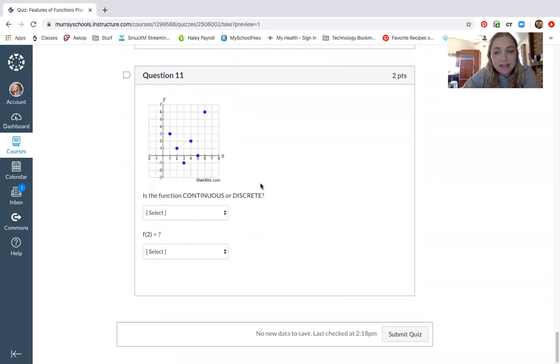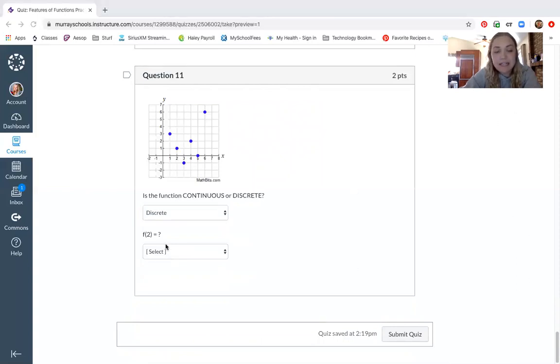Okay, so let's talk about this last section. Is the function continuous or discrete? Obviously, there's a bunch of dots all over. Continuous or discrete? This one's going to be discrete. There are dots everywhere. That is broken up. It is a discrete problem.